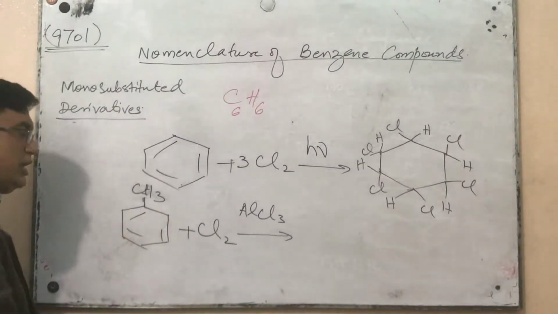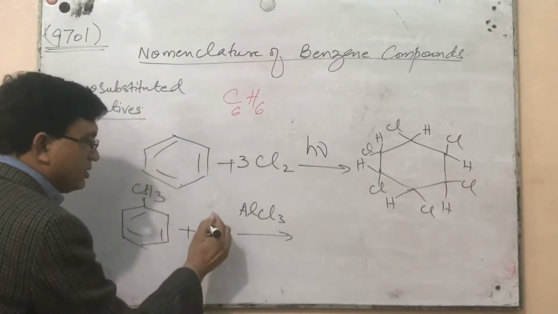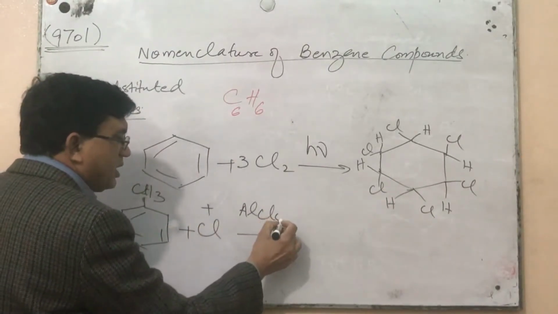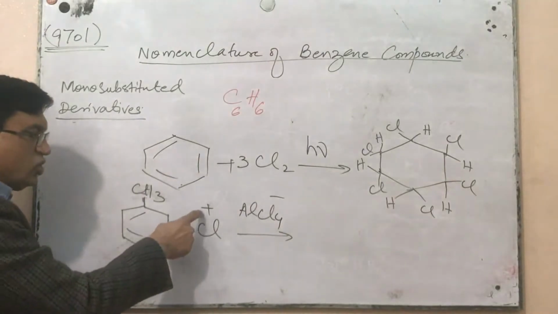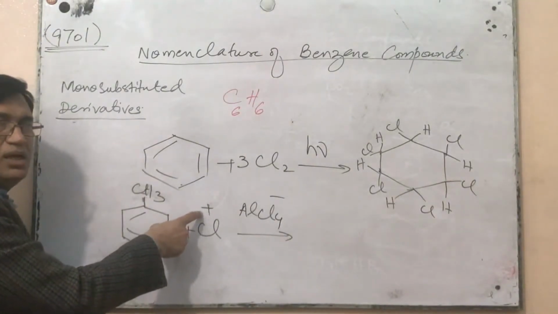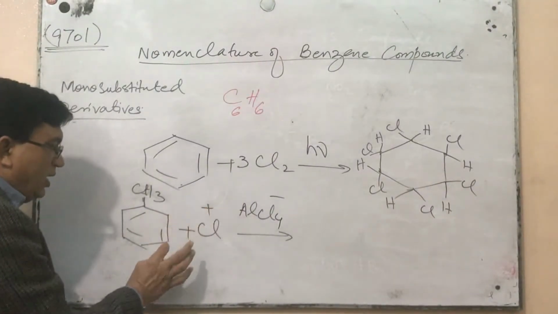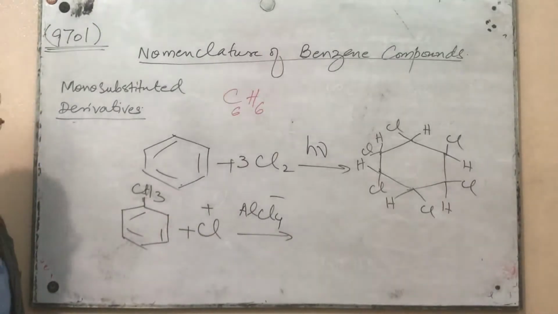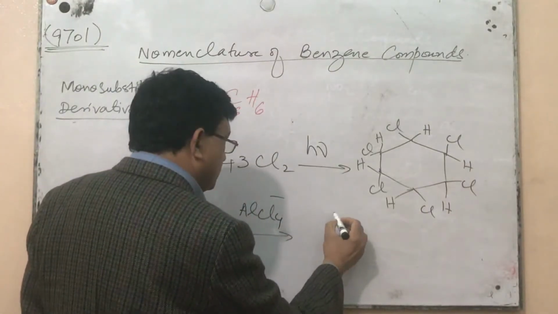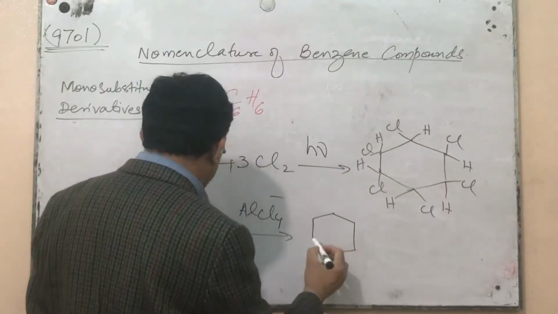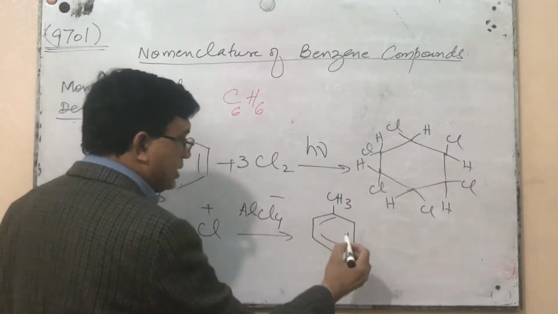the same process will take place. This will react first with chlorine producing Cl positive, and this adduct with AlCl4 minus. Now this is a very strong electrophile. Now this electrophile attacks this benzene, and it can produce the product just like this. Again, a substitution reaction will be observed, and we will check.